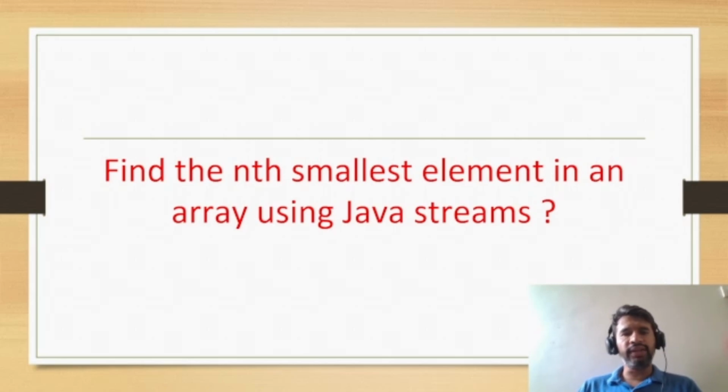Next question is we have to find the nth smallest element in the array. So it's an array of integers using JavaScript. So we have to find the nth smallest element. It can be first smallest, second smallest. So that's why we have mentioned nth smallest using Java streams. Let's see how to do it.